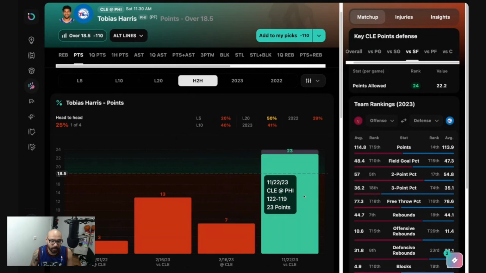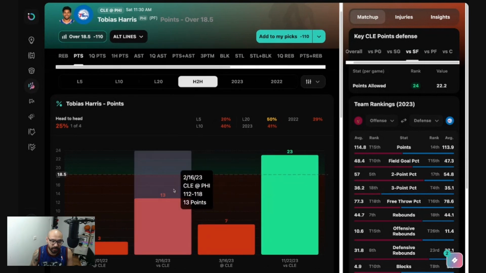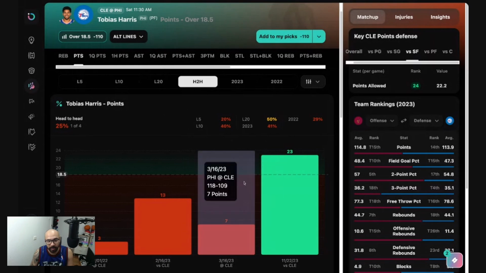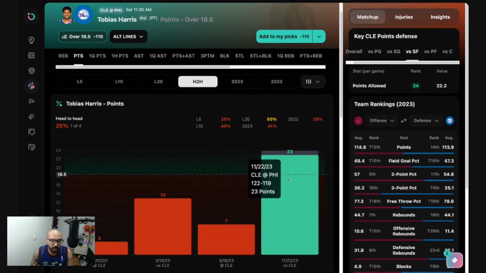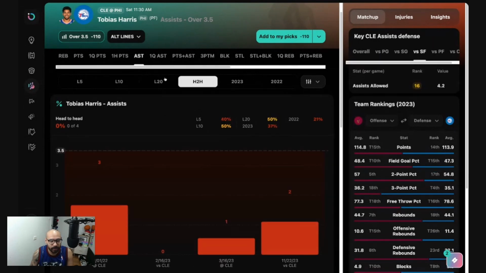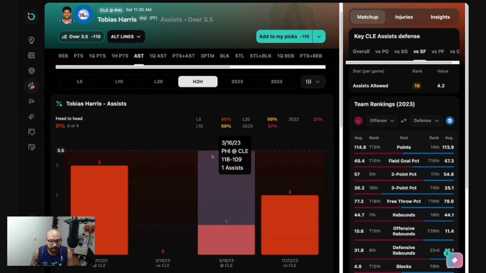Head-to-head matchups, he did score 23 points in his last game against Cleveland, but he did go under the 3 times prior. That last game was in November of last year. Joel Embiid would have been playing in that one. So his points prop doesn't really interest me. Looking at his assists, you can see he's gone under his assists in all 4 games against the Cavs.